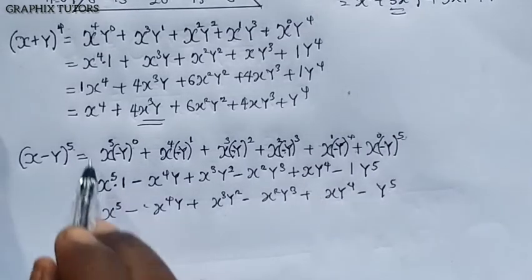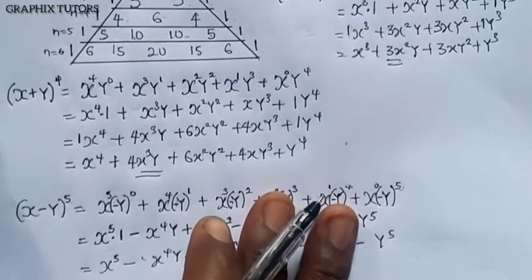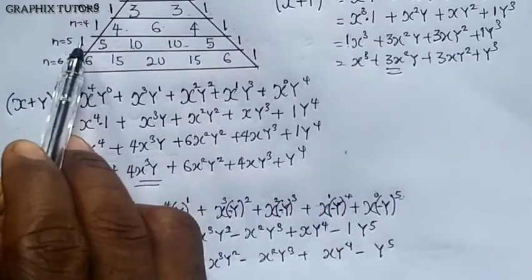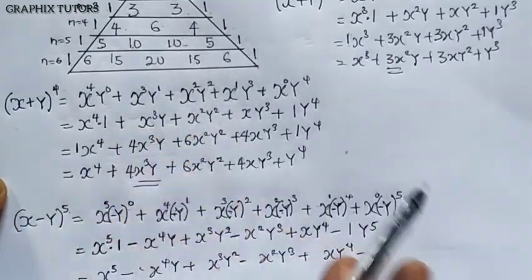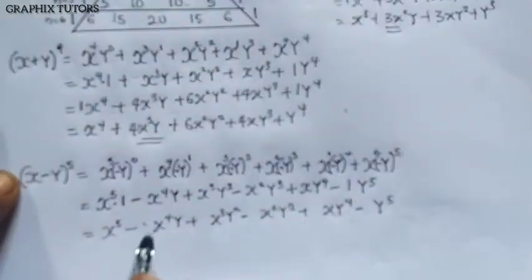Now I'll go to the one where the index is 5 on my Pascal triangle, and that is 1, 5, 10, 10, 5, 1. So here will be 1, right?